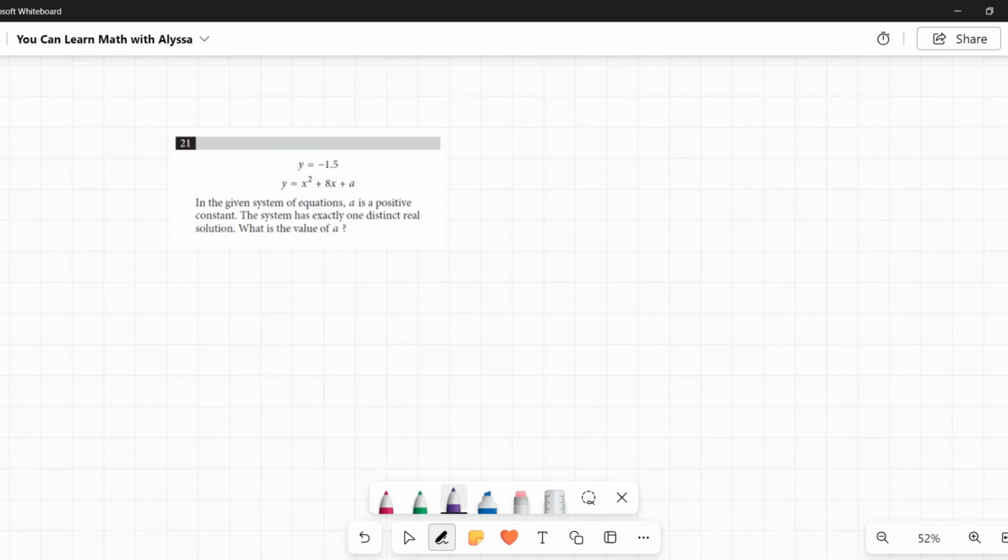In the given system of equations, a is a positive constant. The system has exactly one distinct real solution. What is the value of a? Okay, so a system of equations.